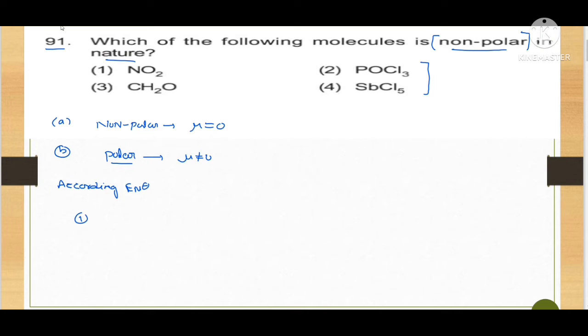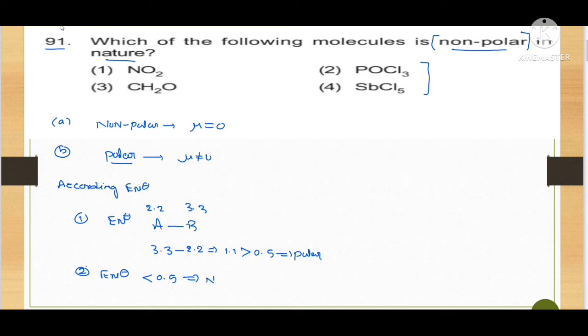Suppose for a bond A-B, A has an electronegativity of 2.2 and element B has an electronegativity of 3.3. Its difference is 3.3 minus 2.2, which is 1.1, greater than 0.5. These are called polar bonds. And if the electronegativity difference is less than 0.5, then it is called non-polar.